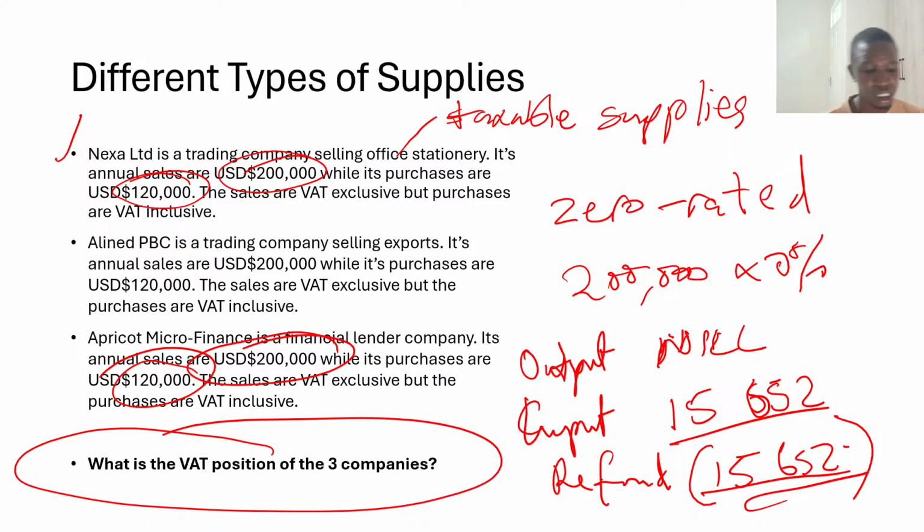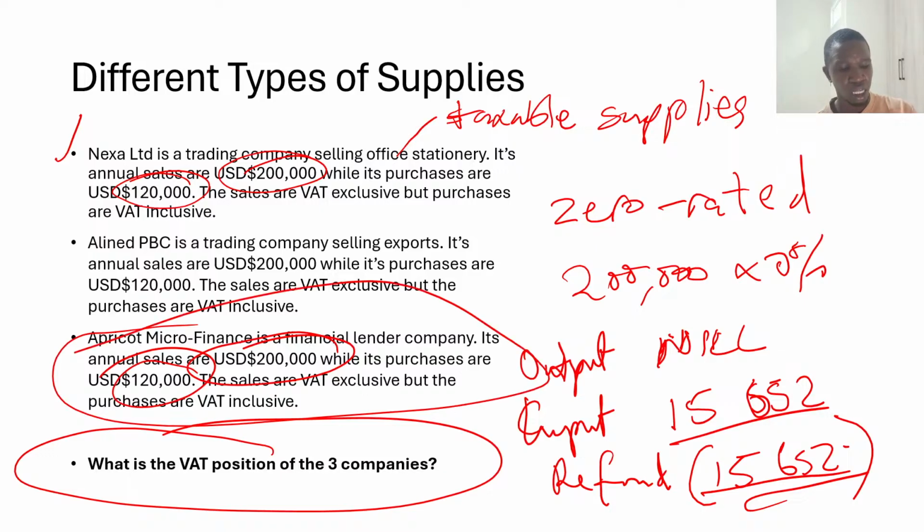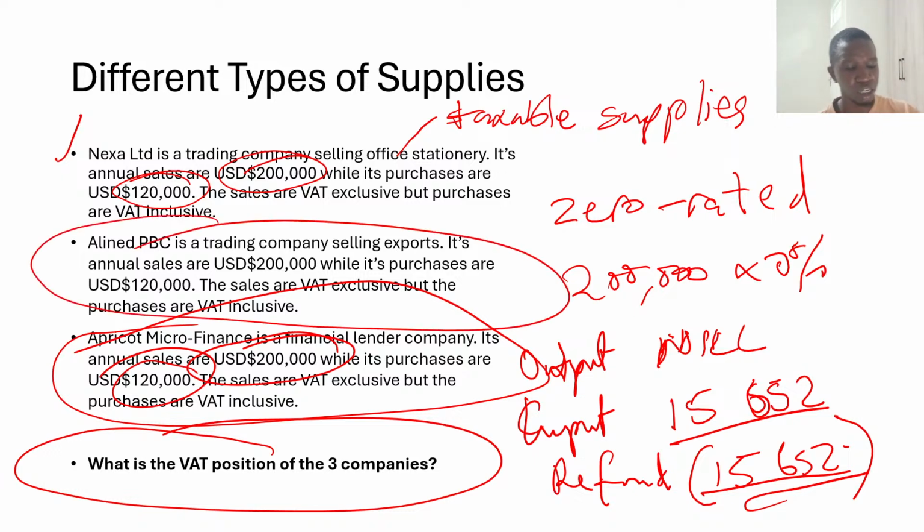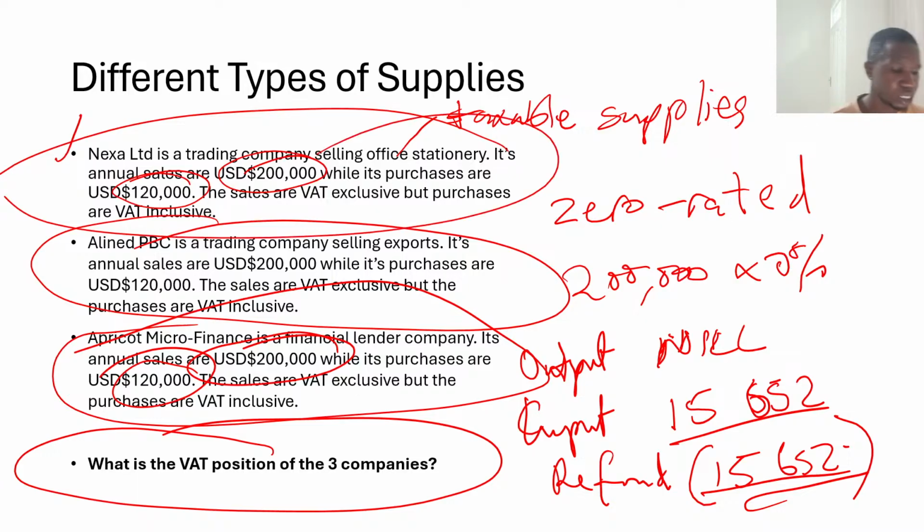So in this regard, the tax position in these three different questions is that Apricot doesn't need to register for VAT. Then this one, they will be able to claim back their input tax if they are selling zero rated supplies. And this one, they will need to pay to Zimra the difference between output tax and input tax. Are we all clear on this one?